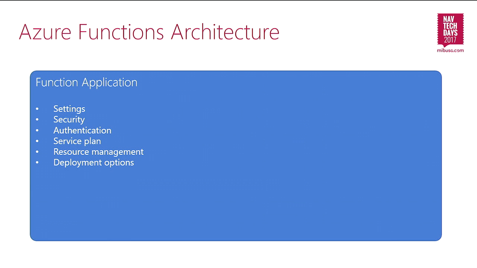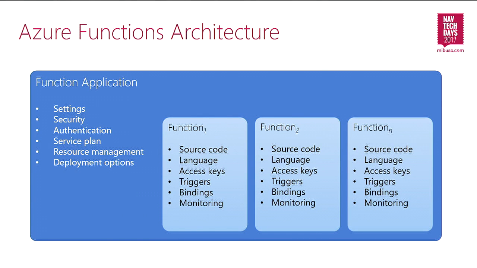And then once you have an Azure Function application, you can define multiple functions, as many as you want, within a single function application. Each function comes with its source code. It can have its own language. It has its own access keys. It can specify its own triggers, and it can have its own bindings, etc. So you can monitor it individually. Every single function is individual. You completely manage it as an individual entity.